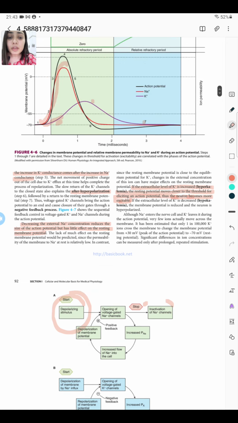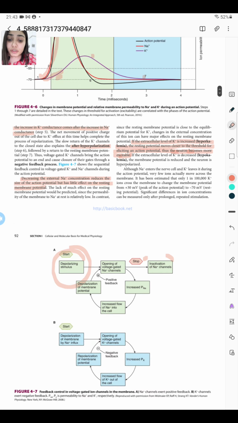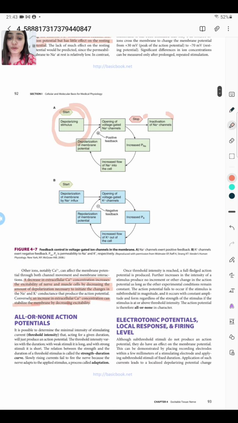Then comes the concept of conductance of the potassium channel. Whenever there is a depolarizing stimulus caused by sodium influx, there will also be opening of voltage gated potassium channels. This potassium channel opening would cause increased conductance of the potassium channel, so potassium ions will go outside.